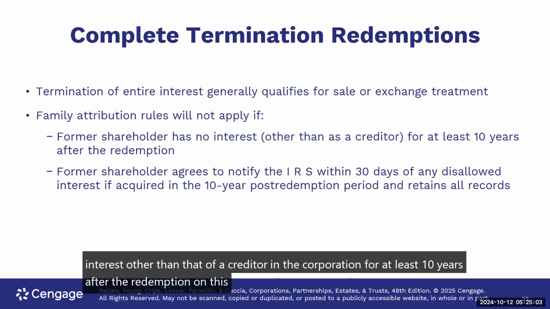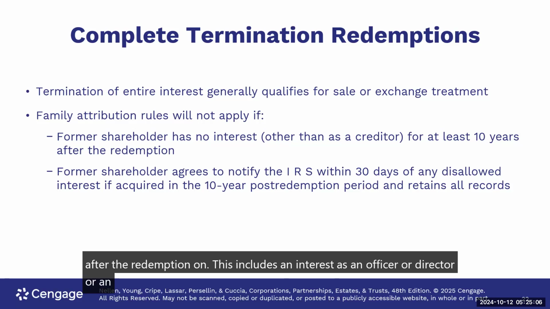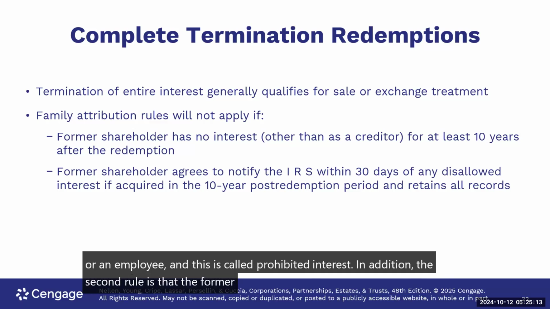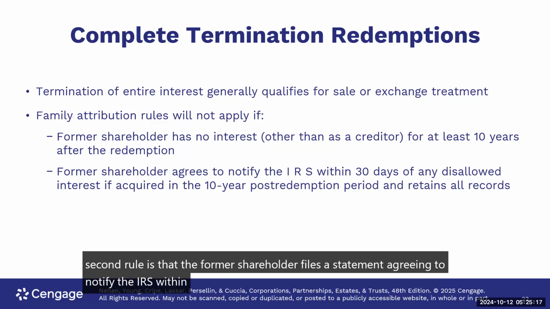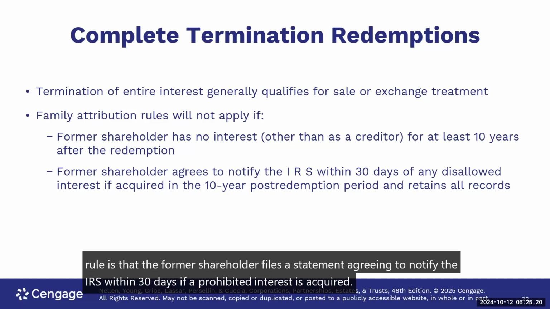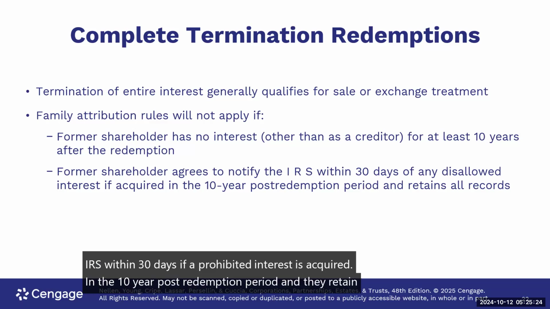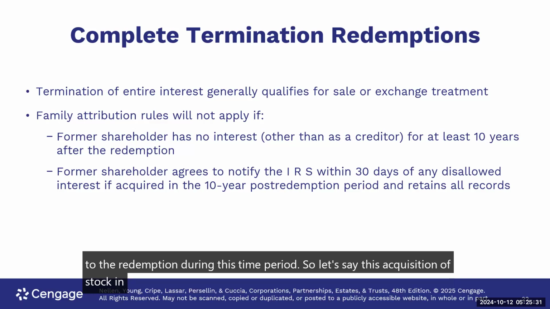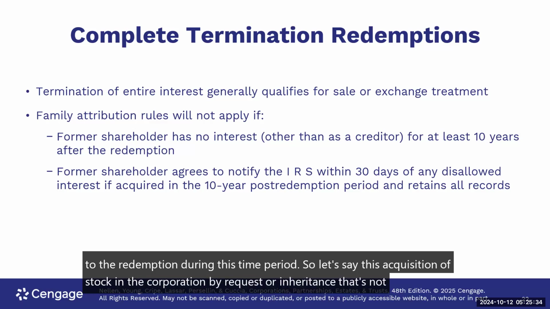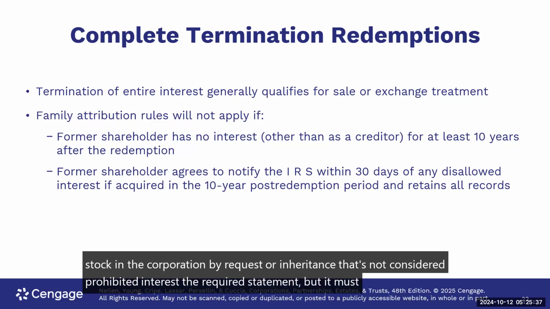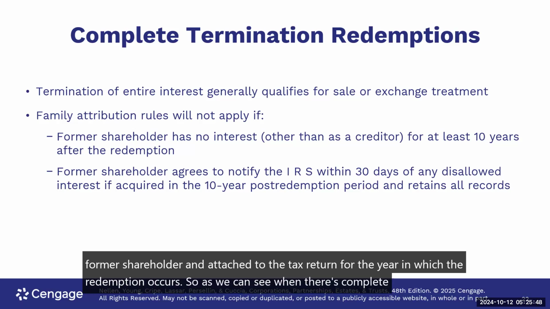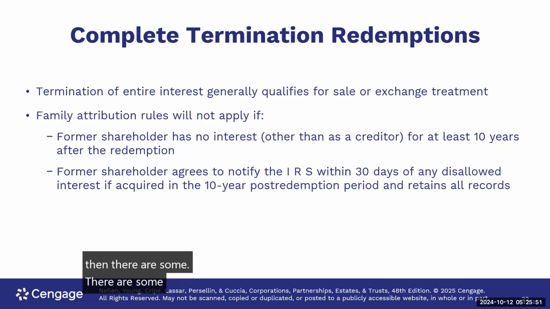This includes an interest as an officer, a director, or an employee, and this is called a prohibited interest. The second rule is that the former shareholder files a statement agreeing to notify the IRS within 30 days if a prohibited interest is acquired in the 10-year post-redemption period, and they retain all records related to the redemption during this time period. Acquisition of stock in the corporation by bequest or inheritance is not considered a prohibited interest. The required statement must be signed by the former shareholder and attached to the tax return for the year in which the redemption occurs. So as we can see, when there's complete termination, there are some nuances, some rules behind that type of redemption.